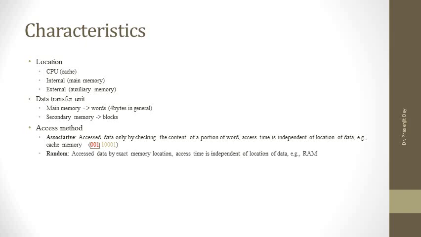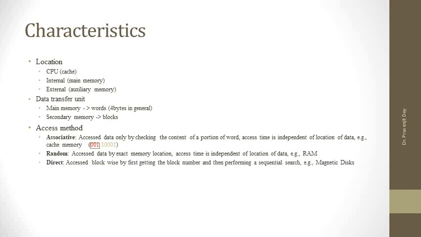The second access method is the random access method. In case of random access method, we basically get into the exact memory location of the data. So if the data content resides in the memory location 2003, we directly go into the location 2003 and access the data. Here also the access time is independent of the location of the data, and RAM or our main memory precisely uses this random access method.